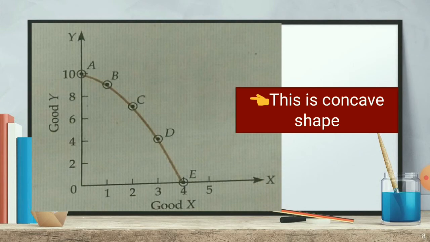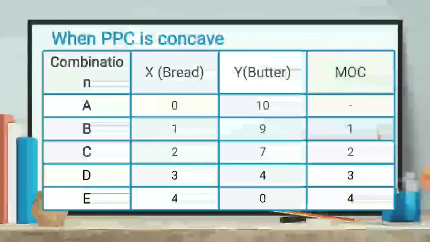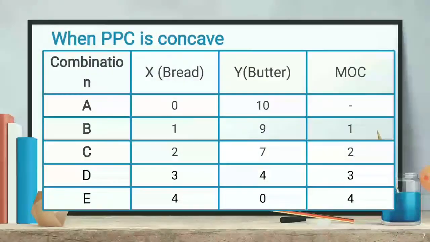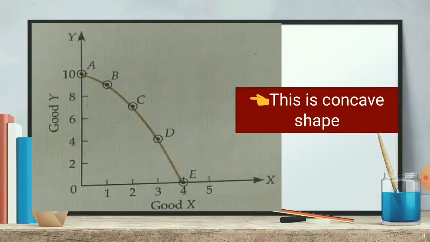Now the next combination, just see the B point. When the production of butter is 9, bread is 1. Just look at the B point where it is circled. When the production of butter is 9, we have plotted it at 1. In this way, when we join all the points, we find that the shape of the curve is concave. Okay.